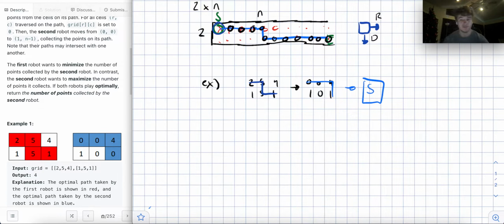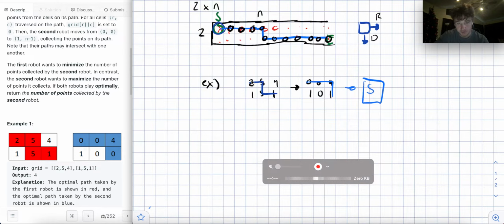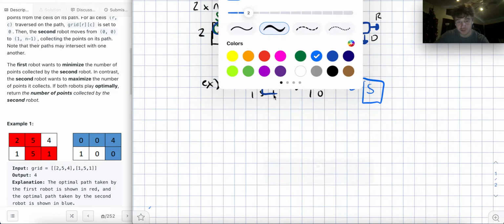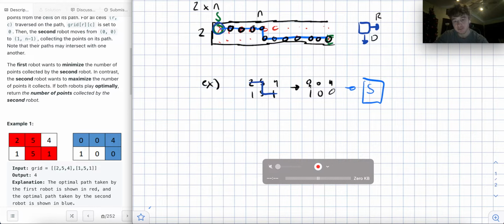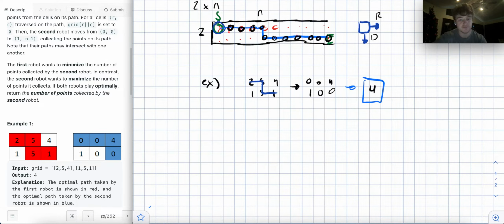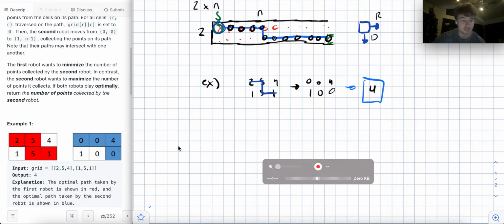All right, simple enough. Wait, oh, sorry. This one is covered. So 2, 5, 5, and 1 all turn to 0. Apologies. Everything that you traverse turns to 0, including the last cell. So this person would get 4 points. All right, simple enough. And I'm having glitches, aren't I?